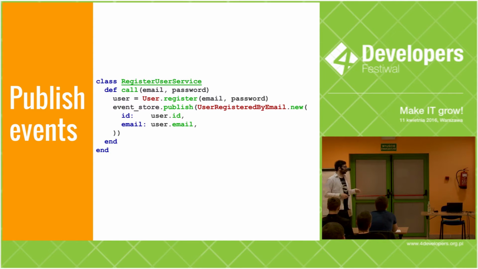So it's either user registered by email, maybe user joined from Facebook, maybe user was imported. These are 3 distinct events with different meanings, and we might want to handle them differently in our system. So we use this event store to publish.